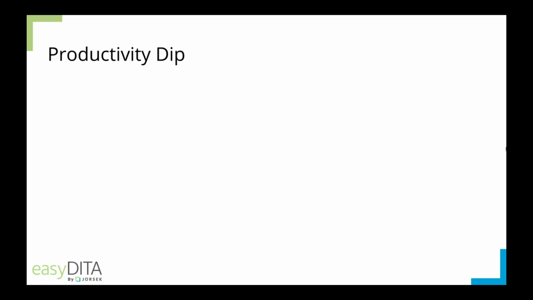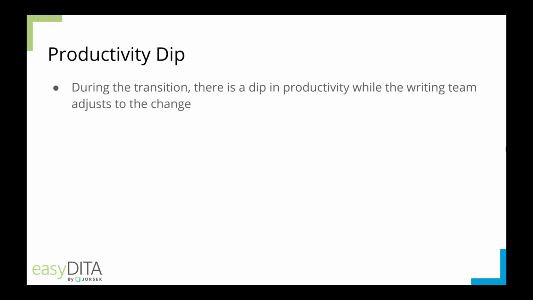The productivity dip, I mentioned this a little bit earlier. Essentially, during the transition, there's a dip in productivity while the writing team has to adjust to the changes. And we've seen it where sometimes a team will try to breeze over the effect of this productivity dip, and that is a mistake. It's important that your entire organization knows and discusses that there's going to be a change in our ability to put out content for a period, and that you be able to time it appropriately. It should be carefully planned. It should be fully acknowledged.